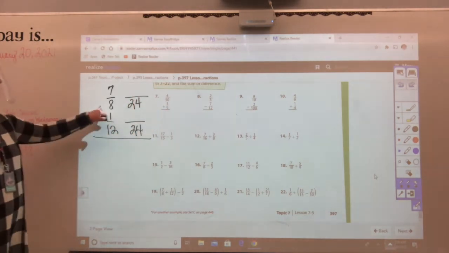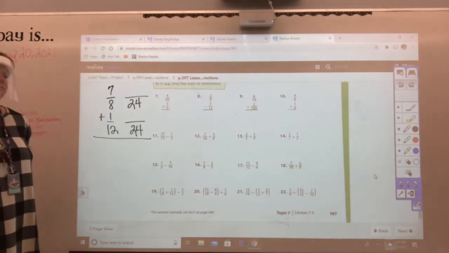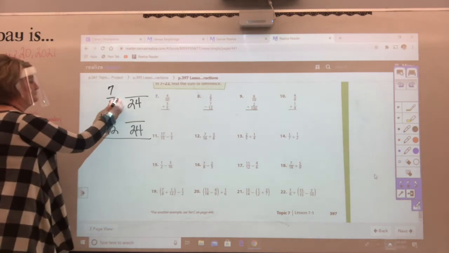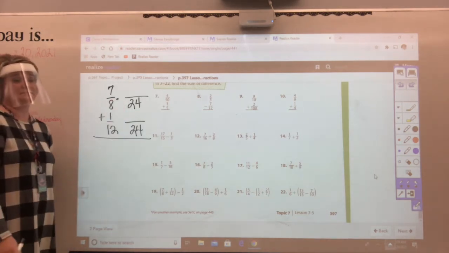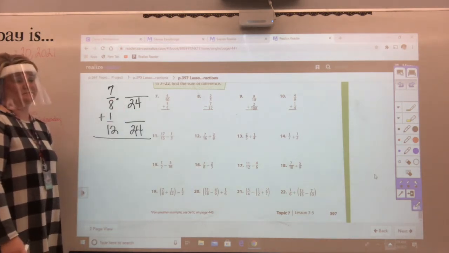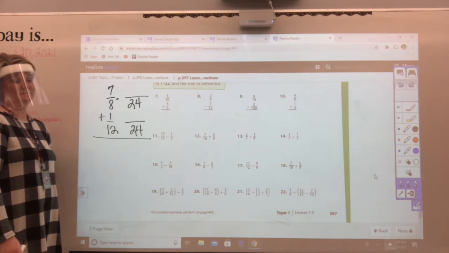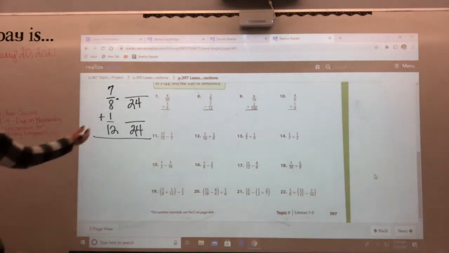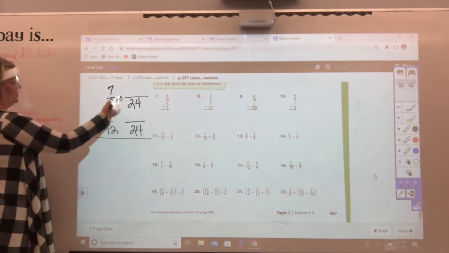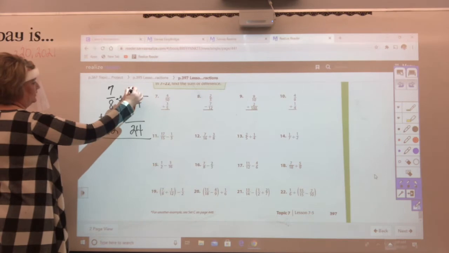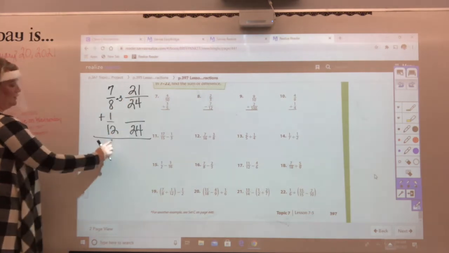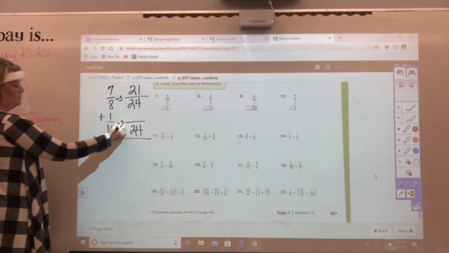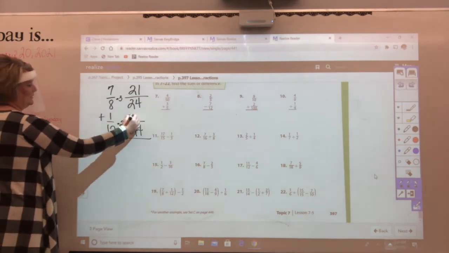Okay, on the top, Hope, how do I go from 8 to 24? What do I multiply by? 2. Nope, 8 times 2 is 16. Cooper? 3. 8 times 3 is 24. So, Cooper, what would my 7 times 3 get me? 21. Luke, what about the bottom? How do we go from 12 to 24? Times 2. And 1 times 2 gets me 2.